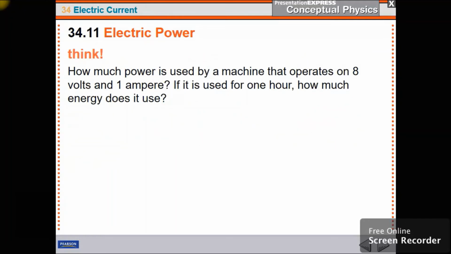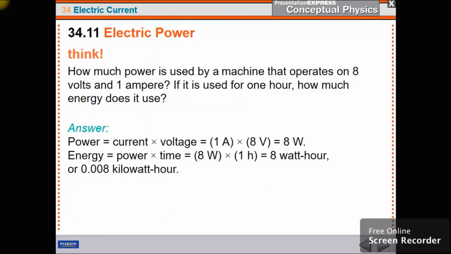How much power is used by a machine that operates on 8 volts and 1 amp? Power equals current times voltage. So 1 amp times 8 volts is 8 watts. The second question. If it's used for 1 hour, how much energy does it use? Energy equals power times time. So 8 watts times 1 hour equals 8 watt hours. And then on the electric bill, they don't do it in watt hours, they do it in kilowatt hours. So you would see that on your electric bill as 0.008 kilowatt hours.